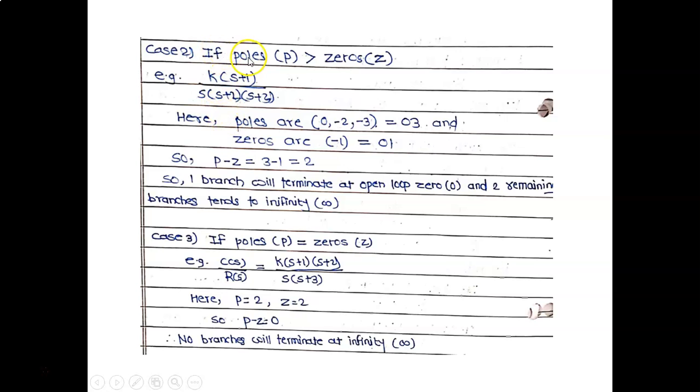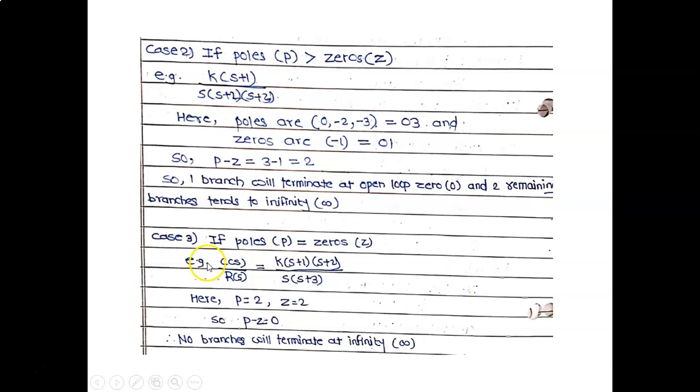Case 2, if poles P is greater than zeros Z. For example, consider this equation, K into bracket s plus 1 divided by s into bracket s plus 2 into s plus 3. Now poles are there in the denominator, therefore here poles are 0, minus 2, minus 3, which is equal to 3, and zeros are s is equal to minus 1, therefore 1 zero is there. Therefore P minus Z is equal to 3 minus 1 is equal to 2. So one branch will terminate at an open loop zero and 2 remaining branches tend to infinity.